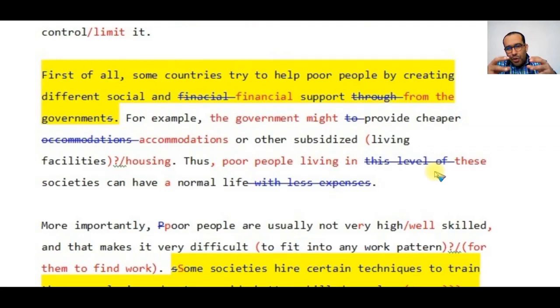Instead of saying this level, which makes the idea a little bit complex, a little bit ambiguous and difficult to understand, we need to make a little bit of change, and instead use poor people living in these societies can have a normal life.